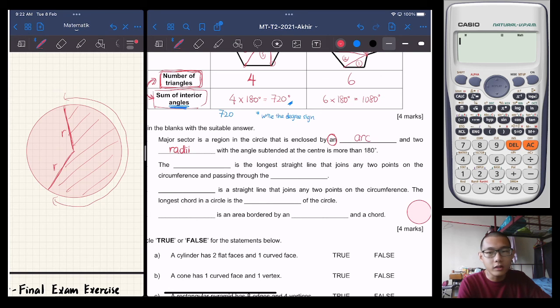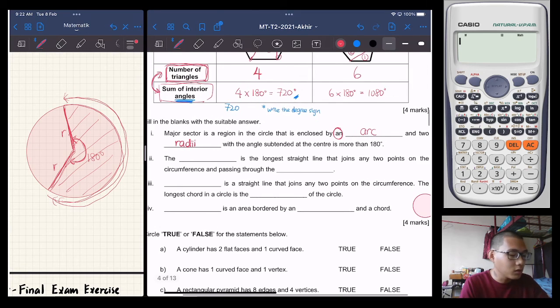Okay, so we have this condition. The first condition is if you want to build a major sector, we need to have an arc and two radii that form an enclosed area. And then the angle between the radii inside this area must be greater than 180. So that's why this major sector region can be formed.